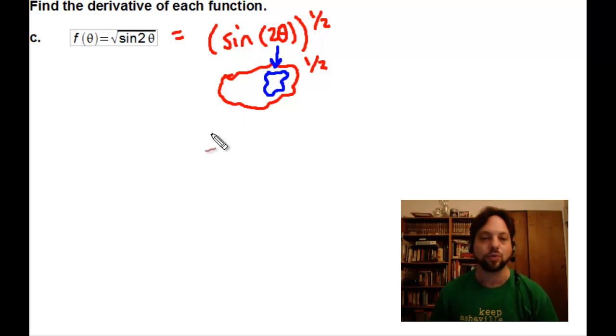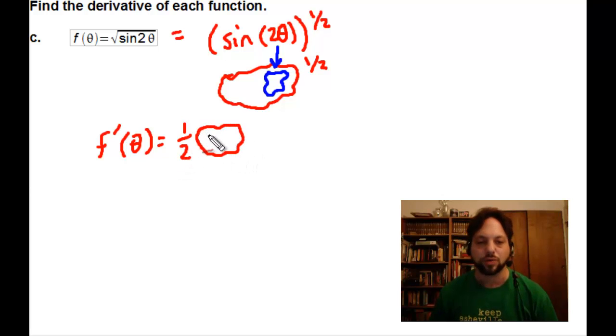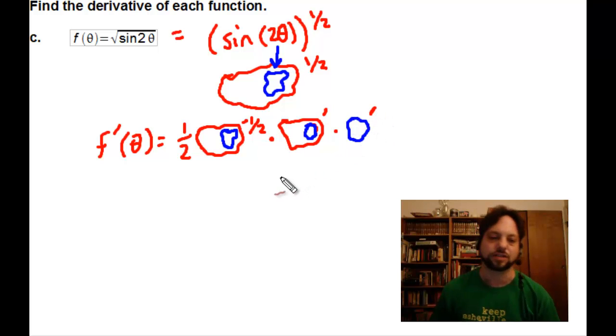So what's going to happen when we differentiate this? It's not going to be any more difficult. It's just going to be a little bit more drawn out. But what we're going to have is 1/2 times the blob, which of course has the other blob inside it, and that will be to the negative 1/2 power. We'll need to multiply that by the derivative of this blob, which of course has the blob inside of it. And then finally, we'll need to multiply that by the derivative of the small blob.